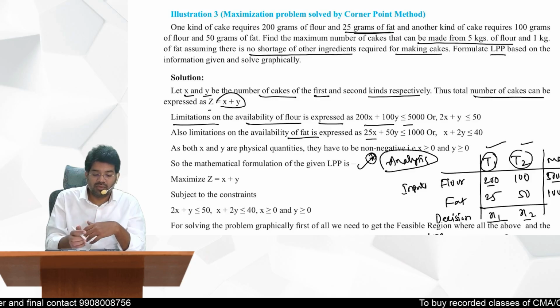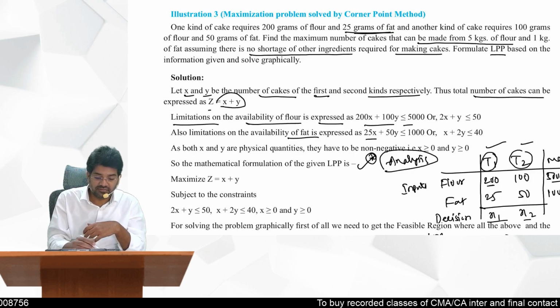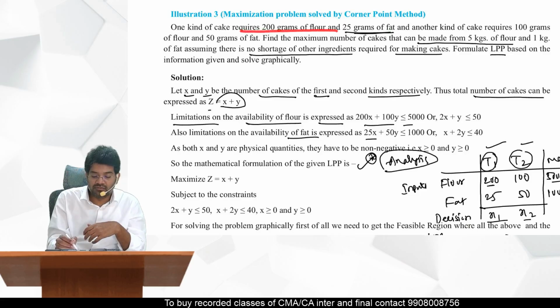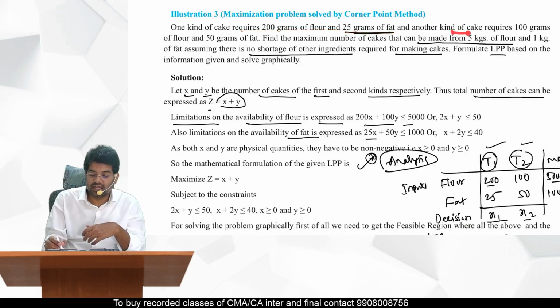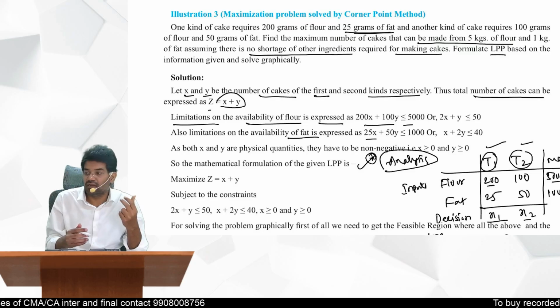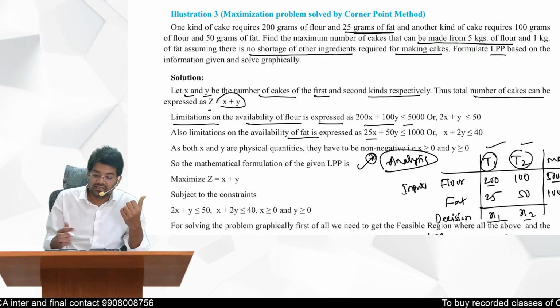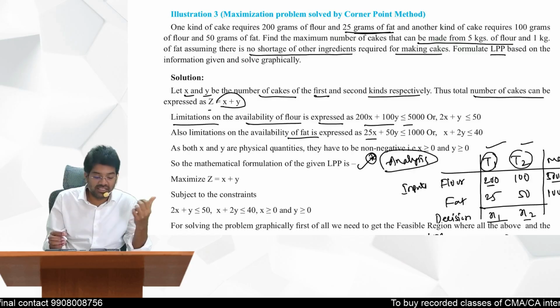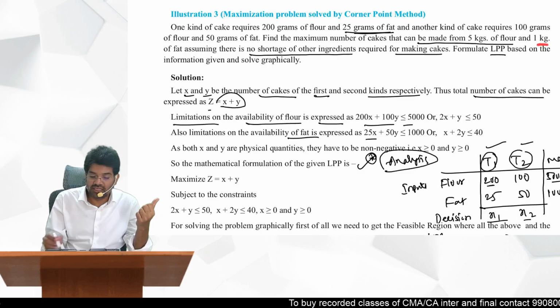Here they want to make cakes. One kind of cake requires 200 grams of flour and 25 grams of fat, and another kind of cake requires 100 grams of flour and 50 grams of fat. Find the maximum number of cakes that can be made. So two different types of cakes we have to make here. How many of each category can be made from 5 kgs of flour and 1 kg of fat?